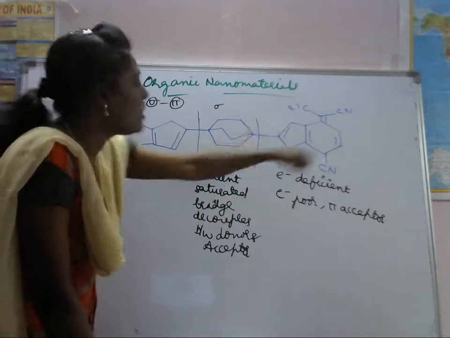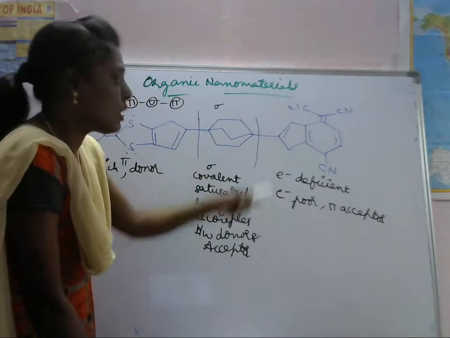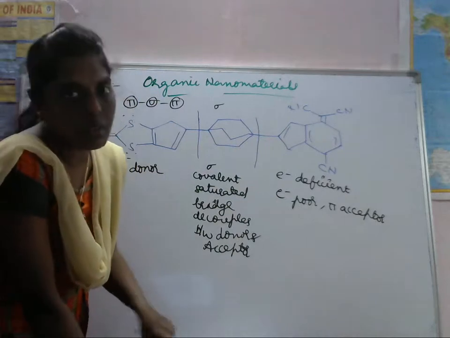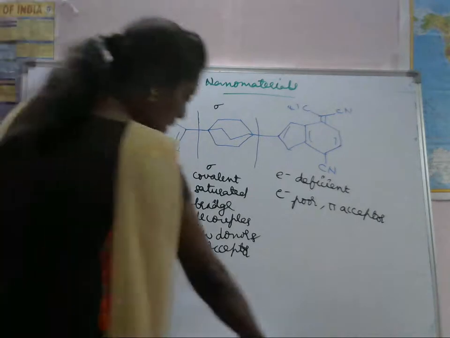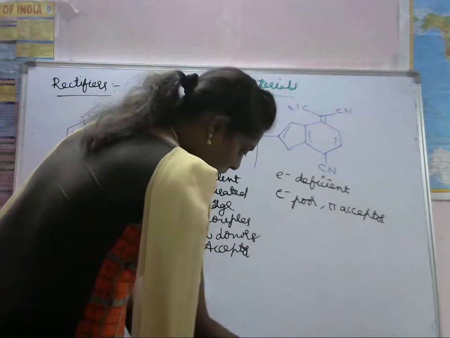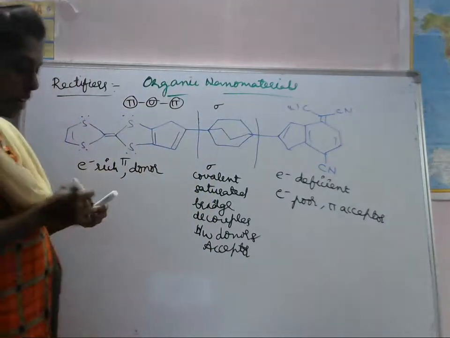And what about this part? It is electron deficient, electron poor, so that's why it acts as a pi acceptor. So this is the example for rectifiers. Next one is the electron transfer mechanism in rectifiers.